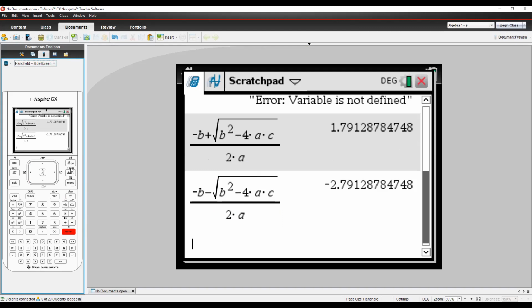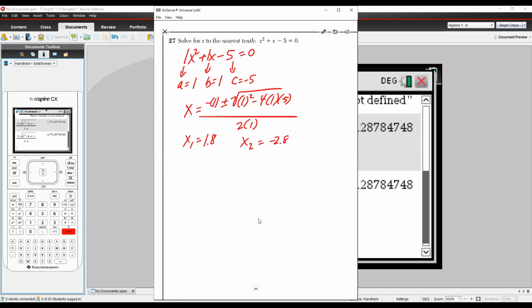If you look at what I've written on my answer sheet, this would be 2 points. I rounded to the nearest tenth, I used the quadratic formula, and we're good to go. All right, so let's do another one.